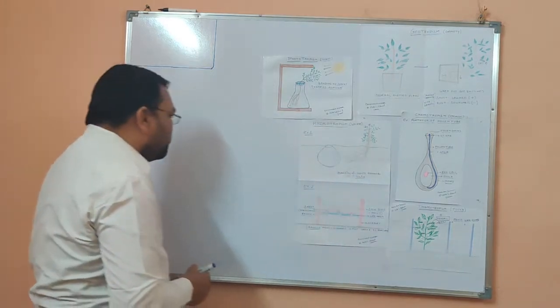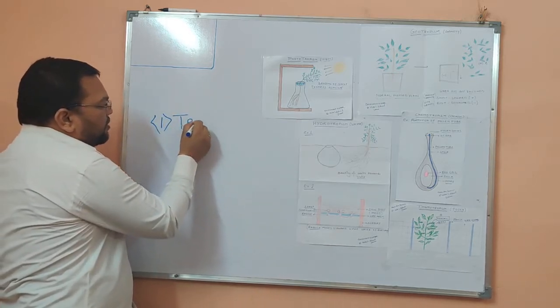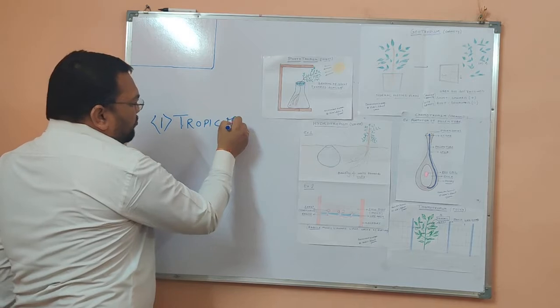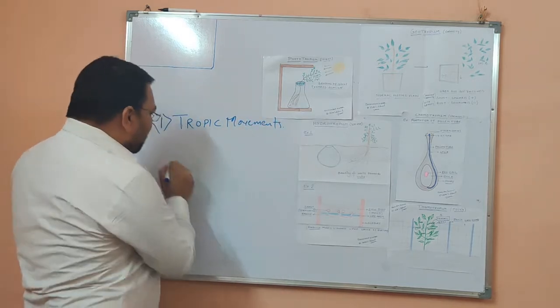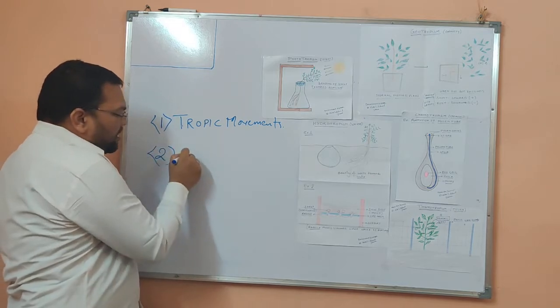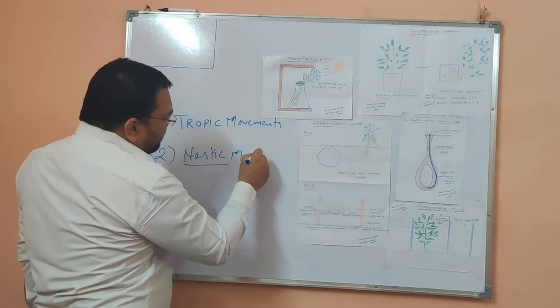The first type of movement which we are going to study is the tropic movements. Tropic movements. And the second type, which I am going to tell you, is the nastic movement. So sir, what is the difference between these two?